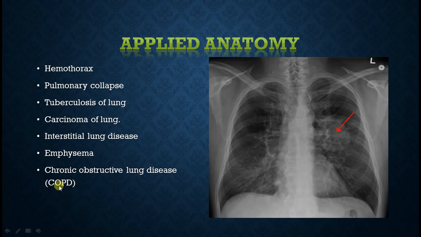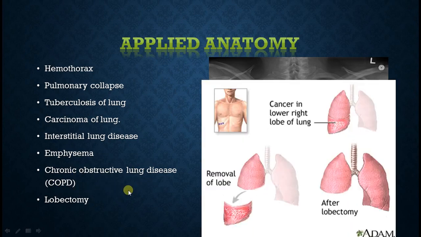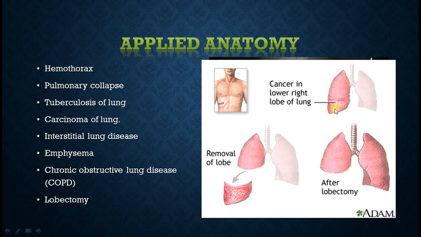Then you have COPD or chronic obstructive pulmonary disorders. I will come to COPD in the next slide. Lobectomy is removal of a lobe of the lung, might be done in carcinoma of the lung. In certain cases it has been proved that even if one lobe of the lung is removed, especially the middle lobe of the right lung or the lower lobe of the left lung, the patient can lead a normal life.